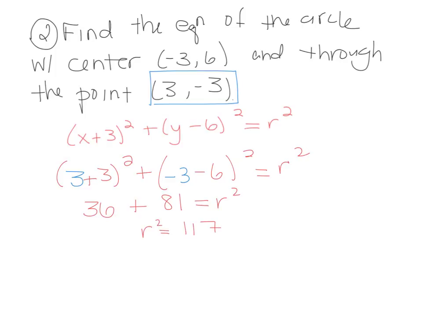There's really no point in finding what our actual radius is, the square root of 117, or whether it breaks down, because we're only looking for the equation. The equation is always written with your radius squared. Therefore, (x plus 3) quantity squared plus (y minus 6) quantity squared equals 117.